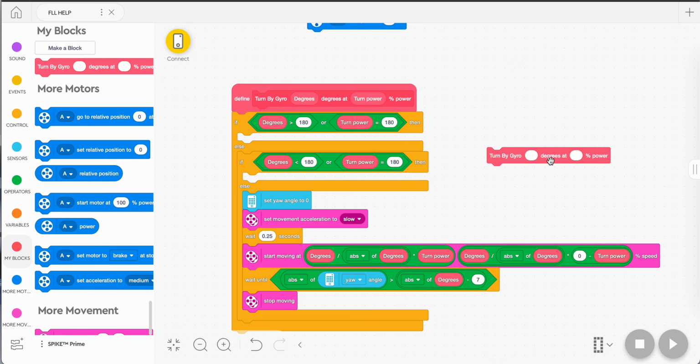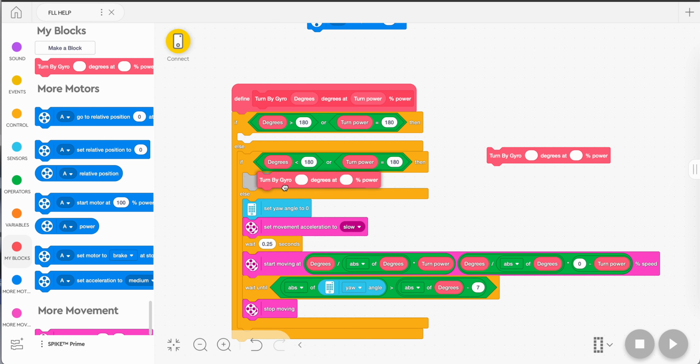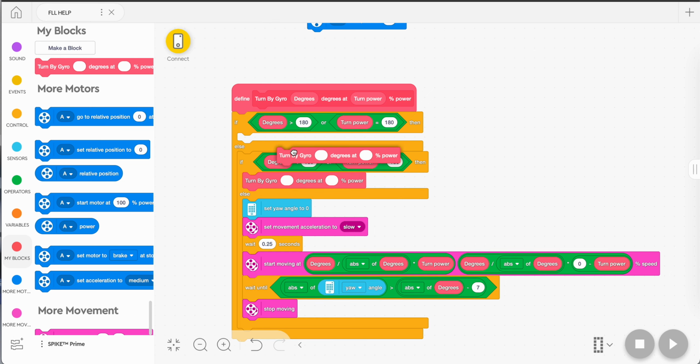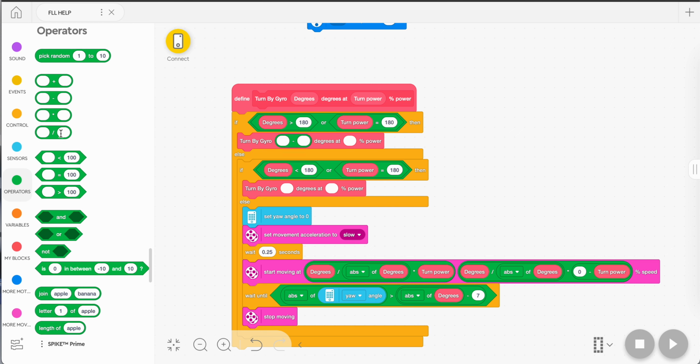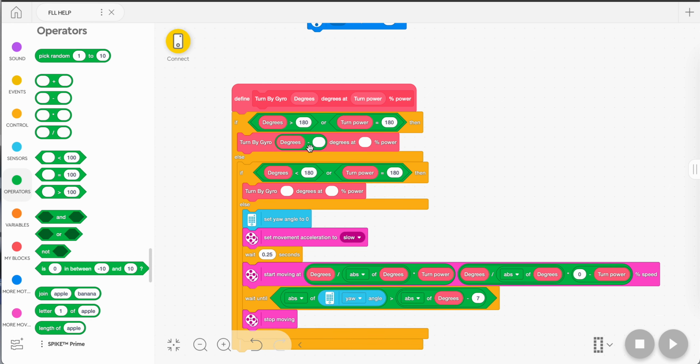So first, we want to copy those and place them in each if else. So go like so. Then you want to grab a minus in operations. And there you go. Now grab a degrees and put it in the first hole. And then grab 90. So now this is saying turn by gyro, and then the degrees subtract.